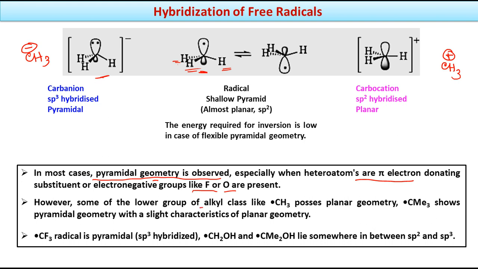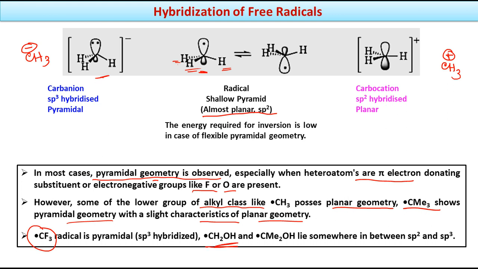However, for some of the lower alkyl groups, that is CH3 dot, you can already see its hybridization. CH3 we almost consider as planar geometry, almost planar. Fine. And also for the lower alkyl groups, it is mostly towards planar geometry. But see, CMe3 dot, where in place of hydrogen you have 3 methyl groups attached to carbon, then it shows pyramidal geometry with a slight characteristic of planar geometry also. Now come to CF3 dot, where we have 3 fluorine substituents in place of hydrogen. Now it is pyramidal, okay?